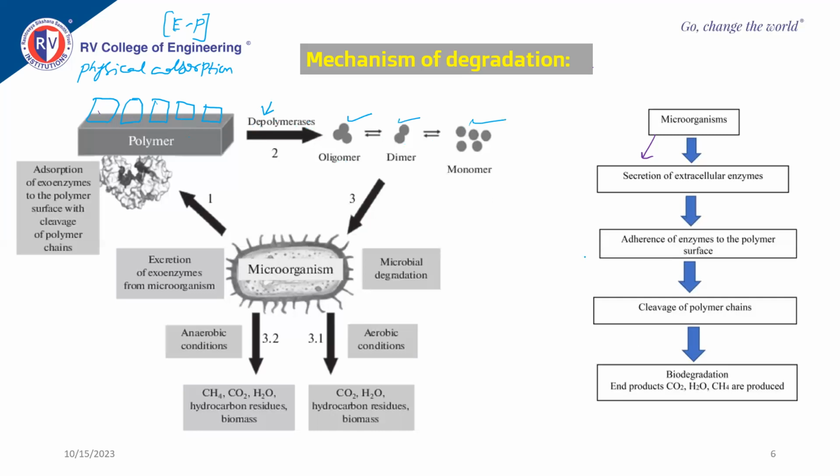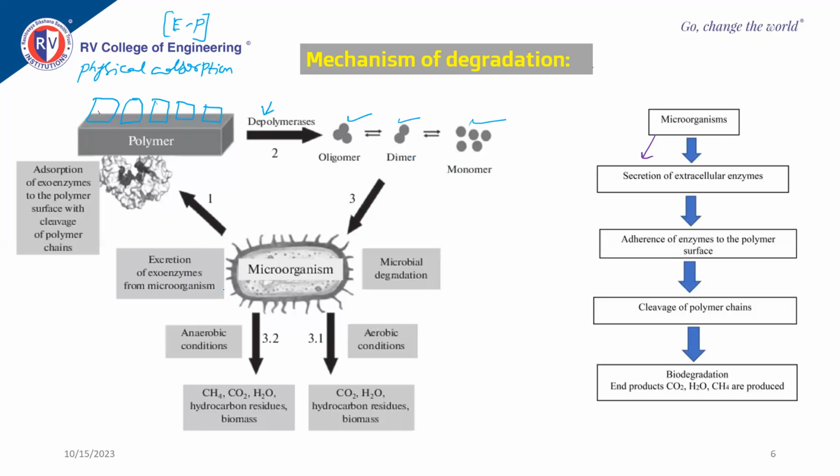So the first step is the secretion of enzymes by the microorganisms. The second step is physical adsorption. Next is the cleavage of the covalent polymer chains or covalent bonds. Then you observe the end products.